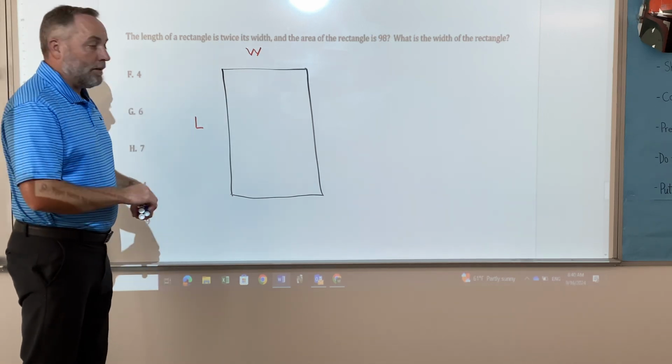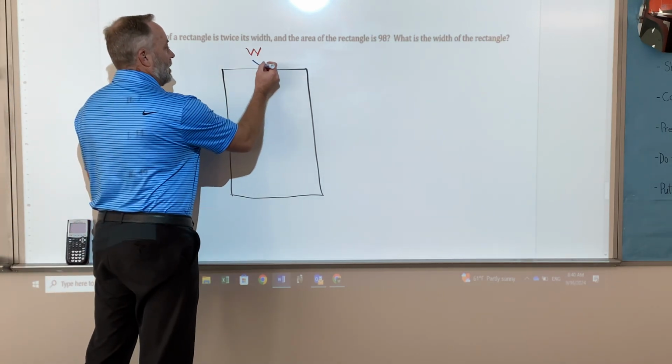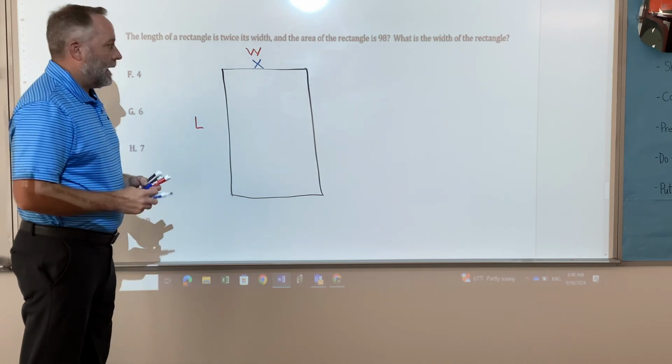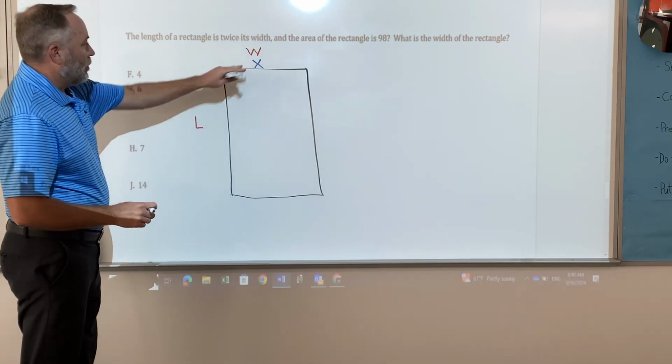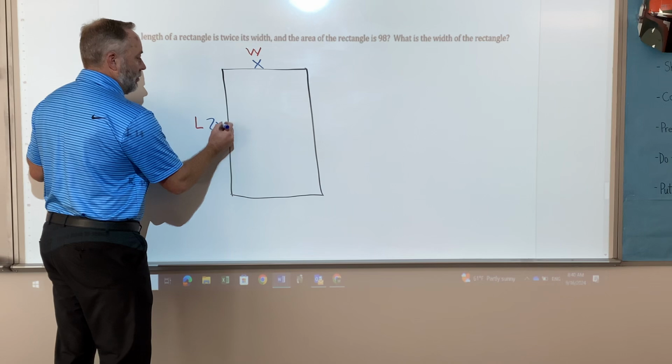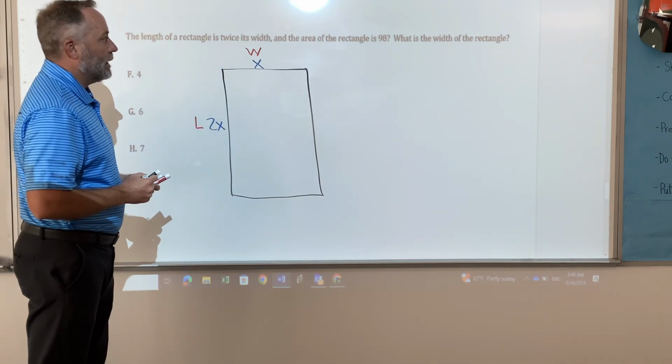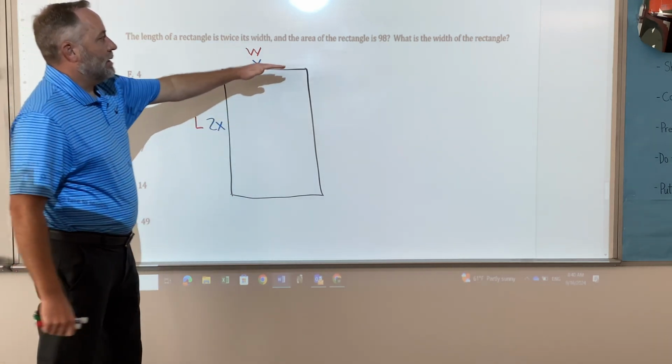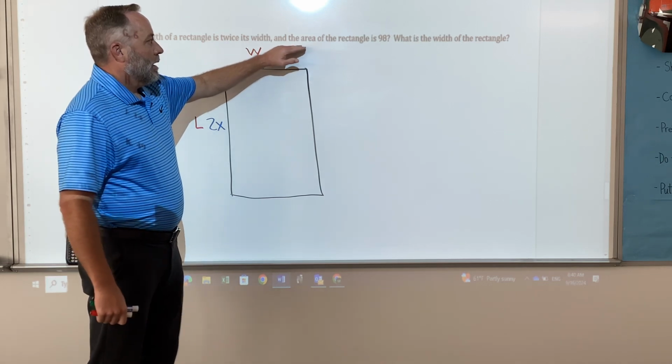We don't know either of them, so I'm going to say the width is some value x, and the length is twice that, so we can just say 2x. It's two of those.